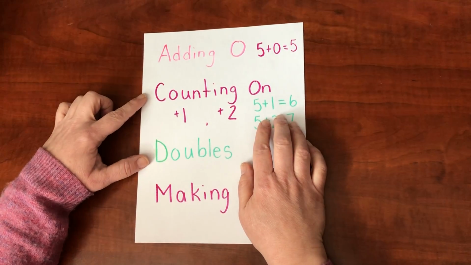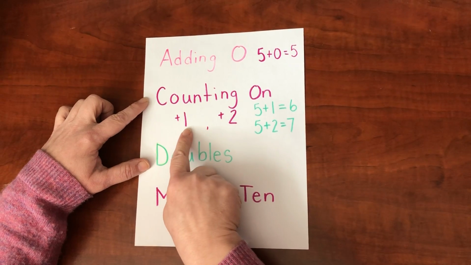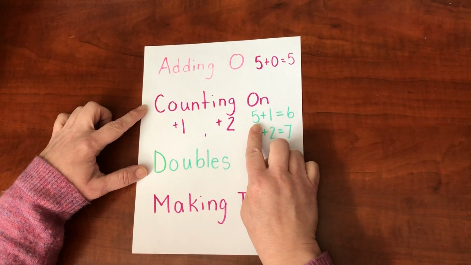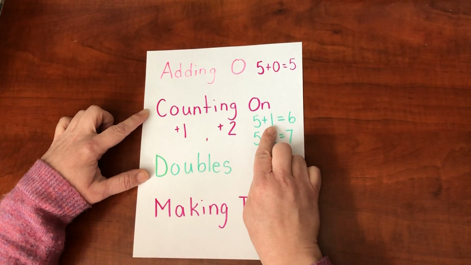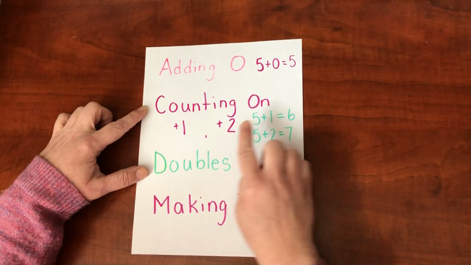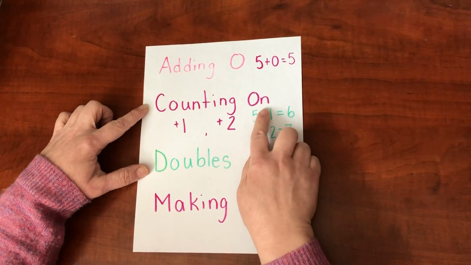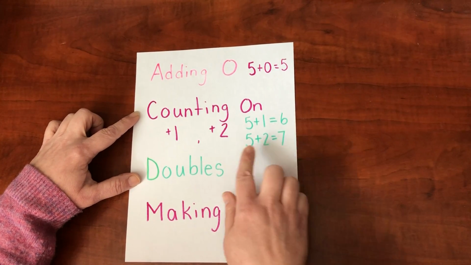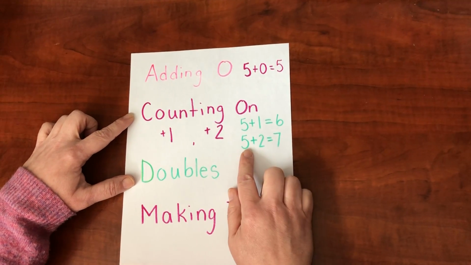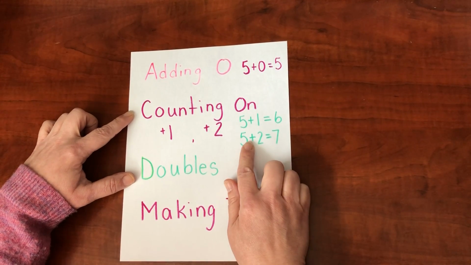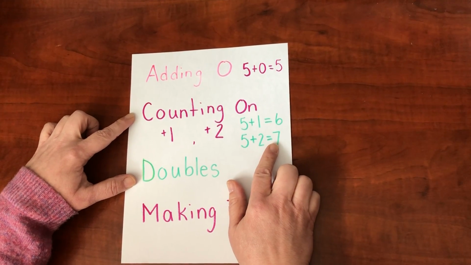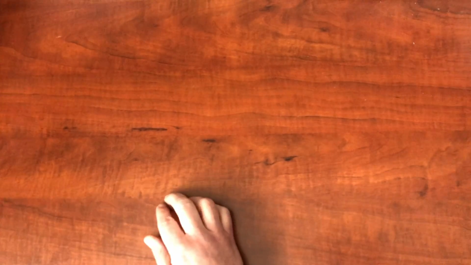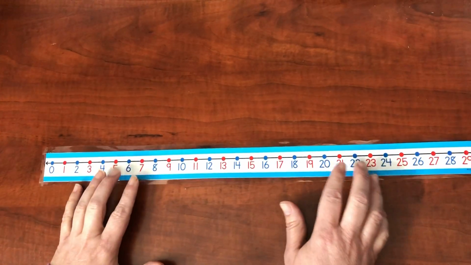Our next strategy is counting on. So we can count on by ones or we can count on by twos. If I look at this equation here, 5 add 1. So I'm looking at starting at 5 and I'm just adding on the next number, 5, 6. So my value on this side is 6. Counting on, adding 2. Start at 5, adding 2 more, 5, 6, 7. My value is 7. Some tools to help you with counting on strategy would be a number line.